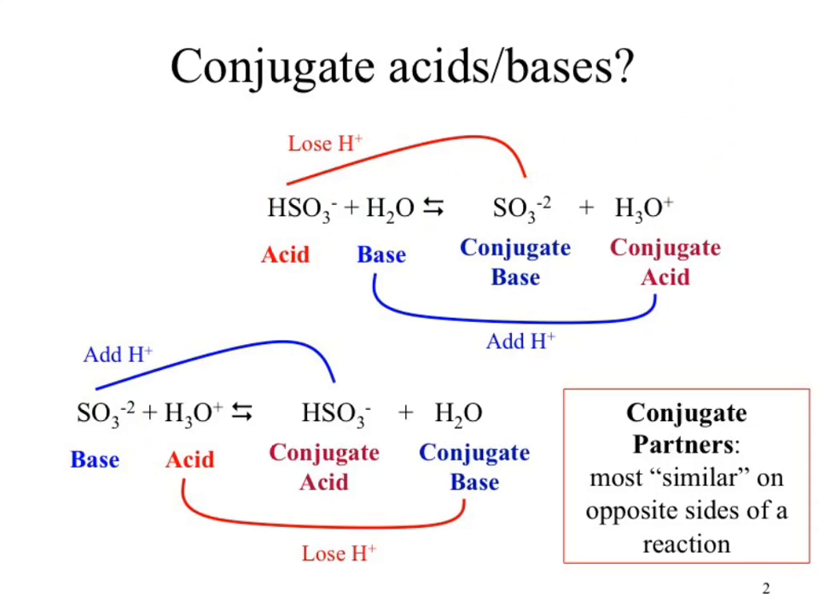It is the conjugate of HSO3 minus, and it will act as a base. If we take a look at H3O plus, it is the conjugate of H2O. Those formulas are very, very similar. The one thing that is different between them is where the hydrogen is. H3O plus will act as what to go back to forming H2O? An acid. So it is the conjugate acid of H2O.